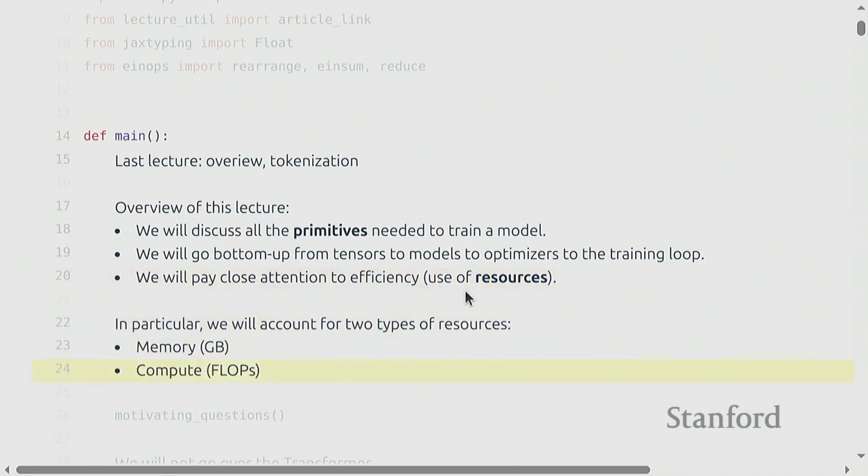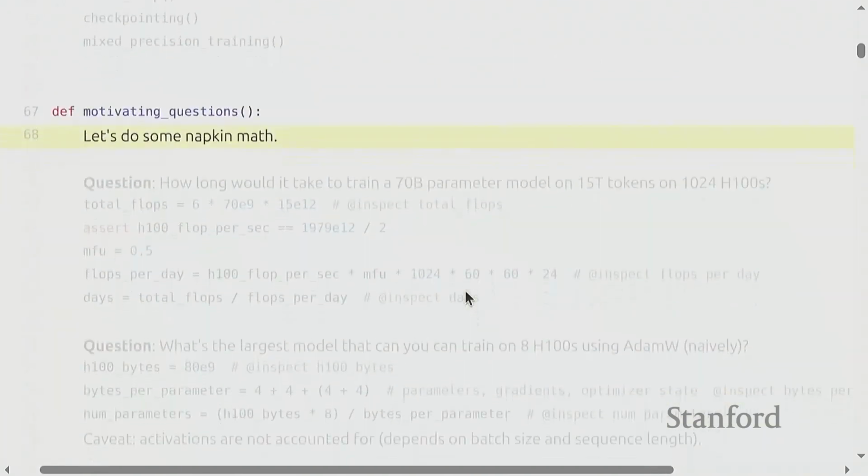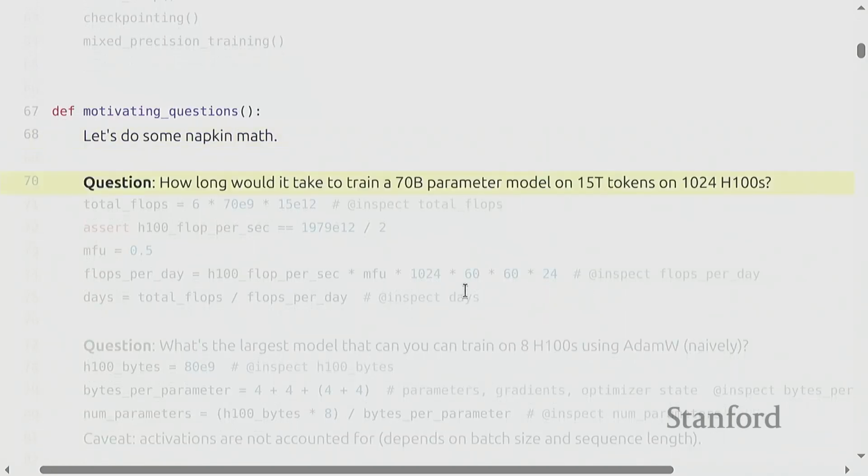Okay, so to motivate things a bit, here's some questions. These questions are going to be answerable by napkin math, so get your napkins out. So how long would it take to train a 70 billion parameter dense transformer model on 15 trillion tokens on 1,024 H100s? I'm just going to sketch out, to give you a flavor of the type of things that we want to do. So here's how you go about reasoning it.